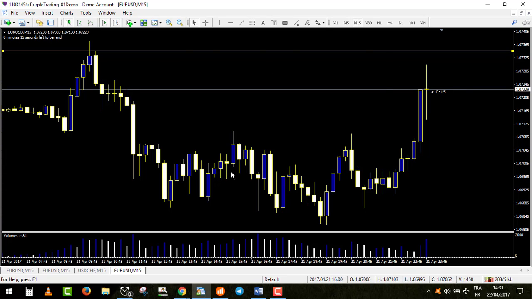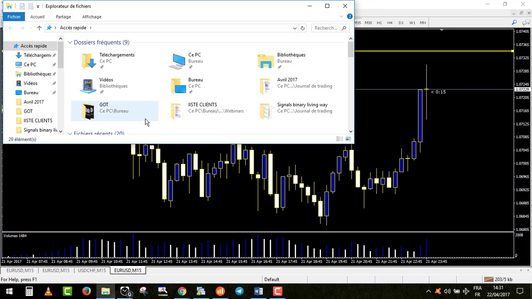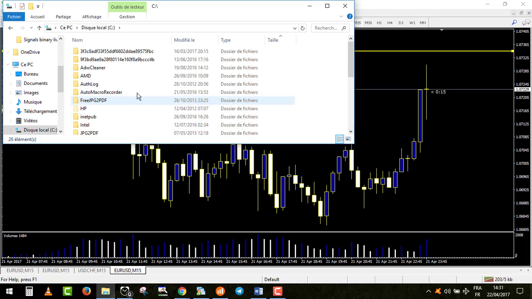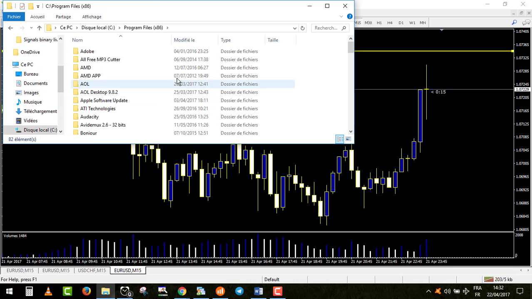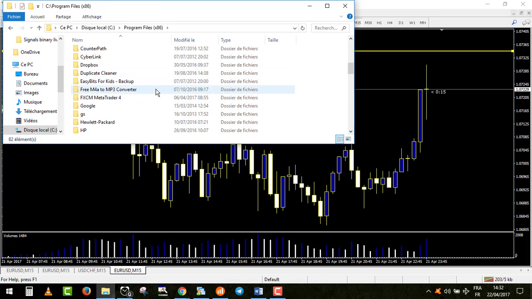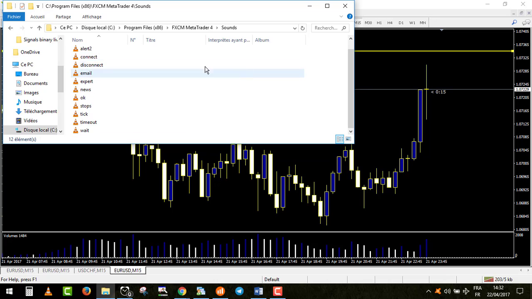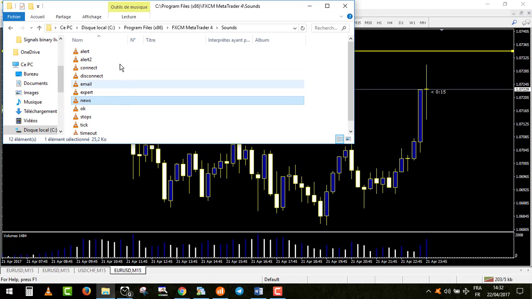When you are on MetaTrader, first I created a lot of sounds, and these sounds you can find them on Binary Living Way in the file section. You just download it, then you extract all the WAV files, and you go in your computer, local disk C, program files. Depending on your MetaTrader, it can be FXM, for example, MetaTrader, and you go in sounds and you copy paste all your WAV files here. All these are the types of alerts that you can choose. When you paste all your WAV files here, you will have access to them directly on MetaTrader.